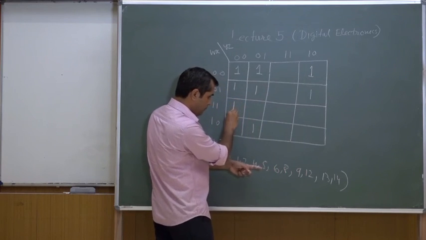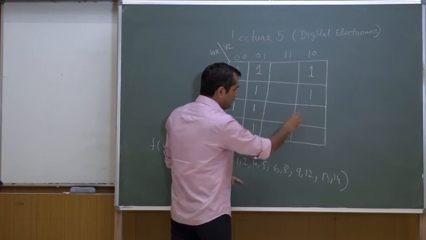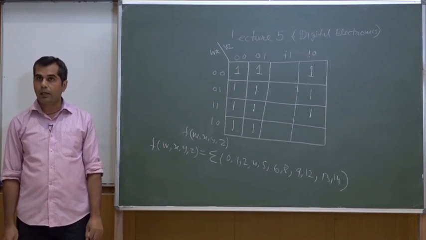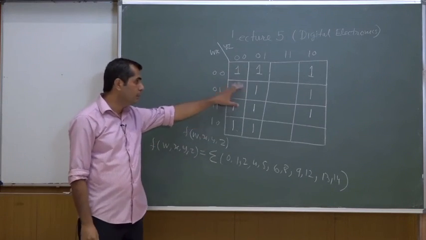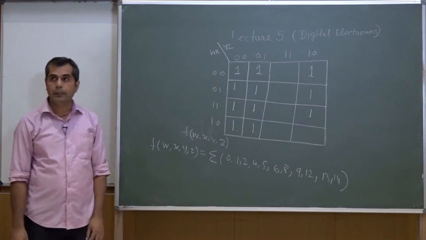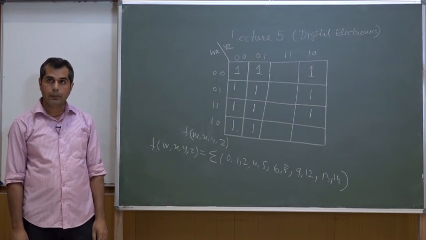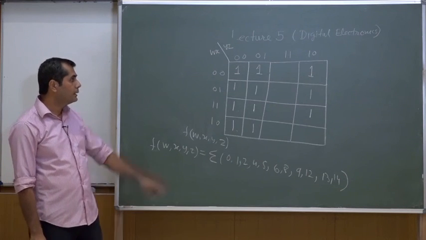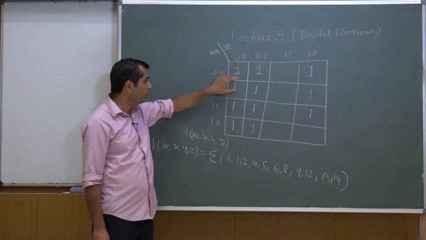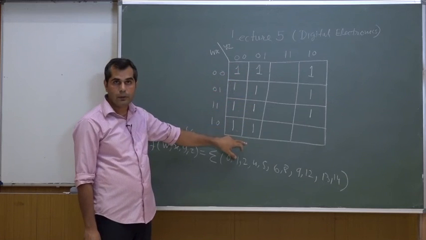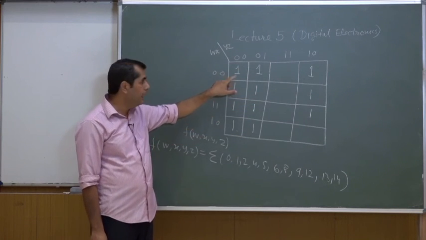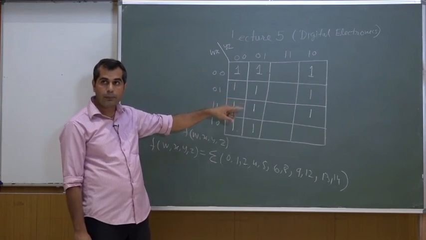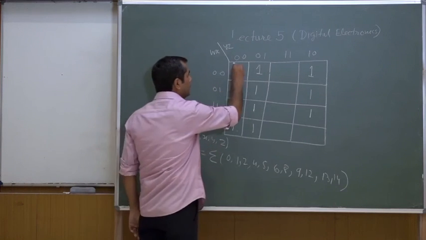12 is here, 13 and 14. Okay. I have placed all min terms in this 4 variable K-map. Now, I will make a group of the adjacent ones. You can see that these first two columns are filled by 1. So, we have 8 adjacent 1s here. I can make a group of 8 adjacent 1s like this.